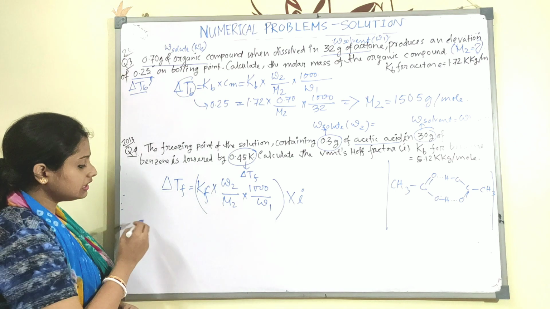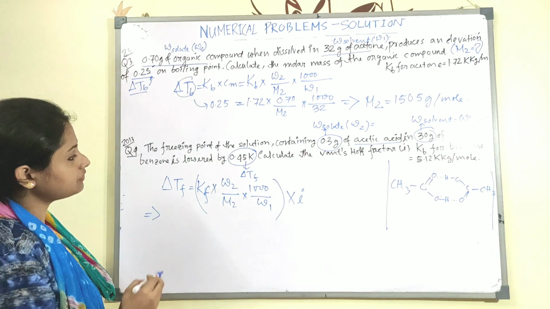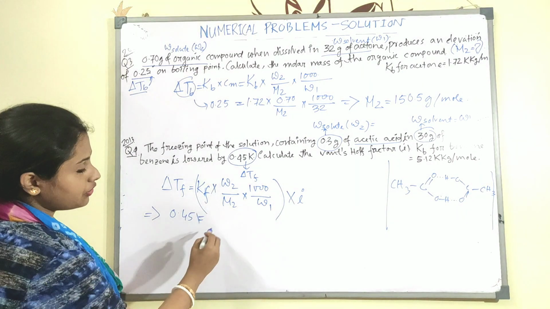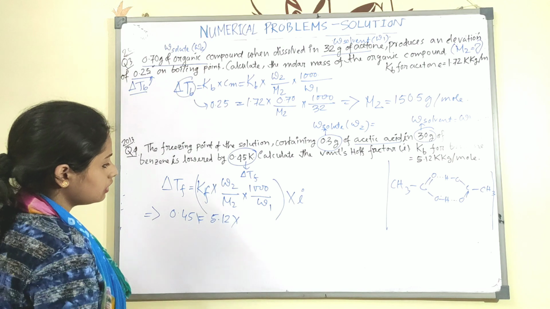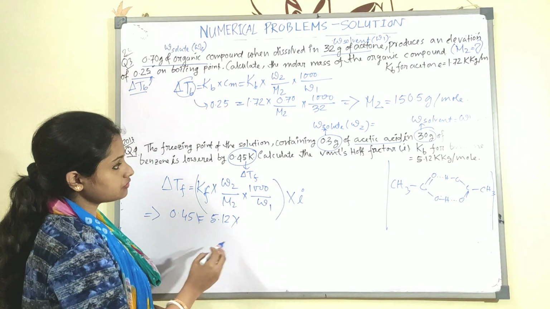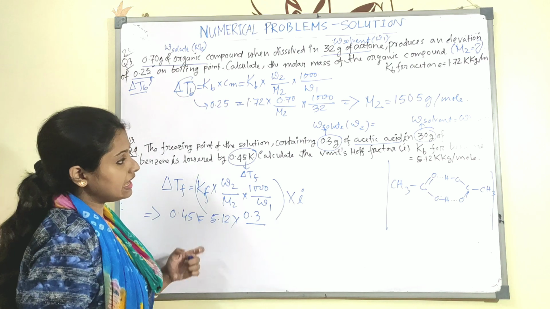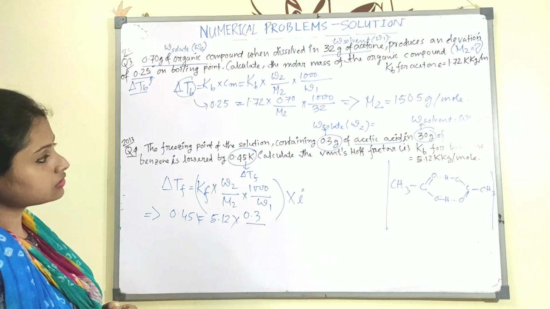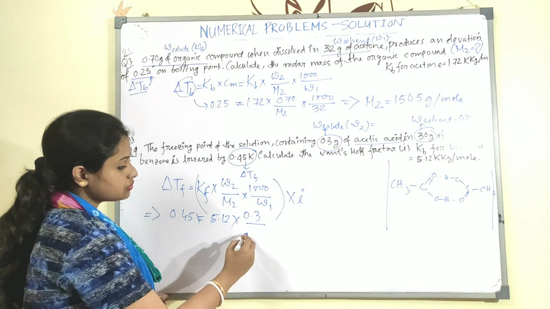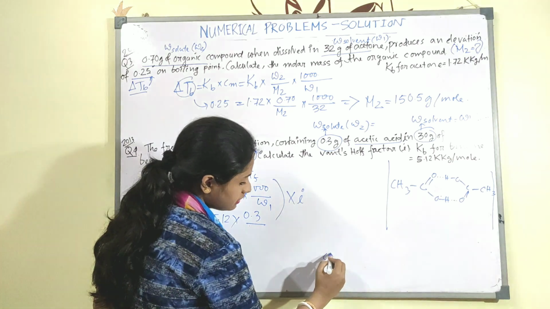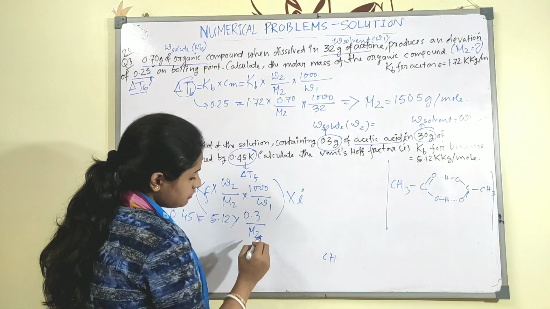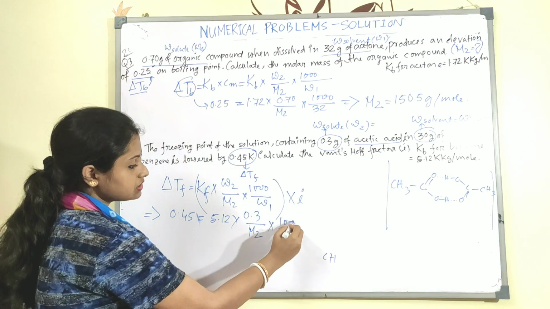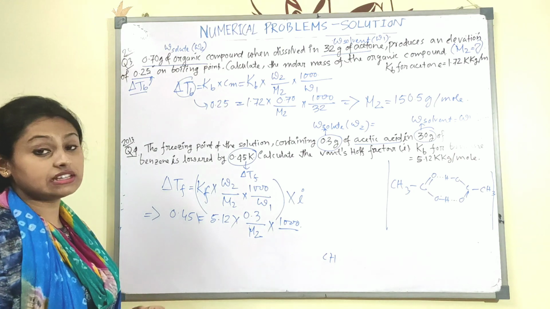Okay, so see, all the data are given. Delta TF equal to 0.45. KF is already given, that is 5.12. W2 is given, weight of solute, that is 0.3. M2 is the molar mass of acetic acid, which we don't know, we need to calculate. Then 1000 and W1, that is weight of solvent.